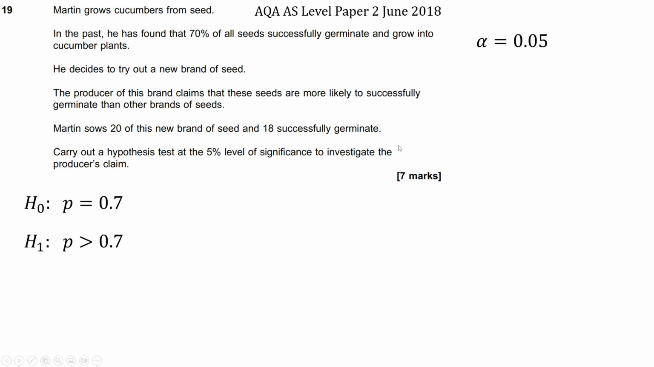Remember, we always need to define X. If you don't define what X is, i.e. the test statistic, which we went over earlier, you'll drop a mark. X here is the number of seeds that germinate. That's what we want. We want to find out the number of seeds that germinate. So here X is just the number of seeds that germinate, because that's what the probability is relating to.